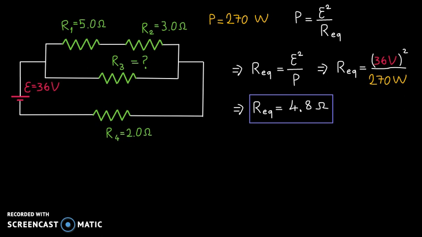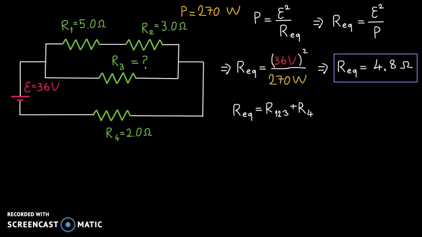Now, let's notice that the group of resistors R1, R2, R3, that group is connected in series with resistor R4. So I'm going to subtract R4 from the equivalent resistance to find the equivalent resistance of the group at the top, which is R1, R2, R3.